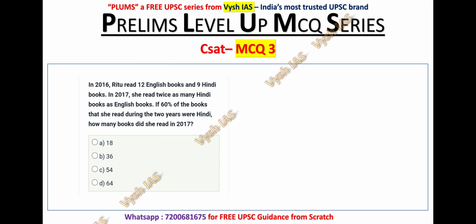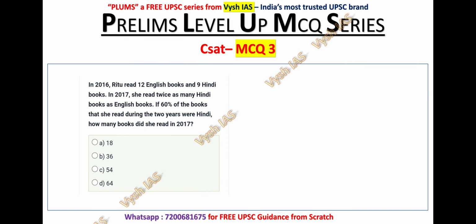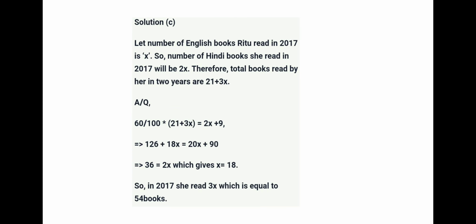Now let's solve MCQ number 3. In 2016, Ritu read 12 English books and 9 Hindi books. In 2017, she read twice as many Hindi books as English books. If 60% of the books that she read during the 2 years were Hindi, how many books did she read in 2017? So as per the question, in the initial year, that is 2016, she read a total of 12 plus 9, 21 books. 12 English books and 9 Hindi books. But in 2017, she read twice as many Hindi books as English books. That's the reason we have taken the number of English books as x, so that Hindi books will become 2x.